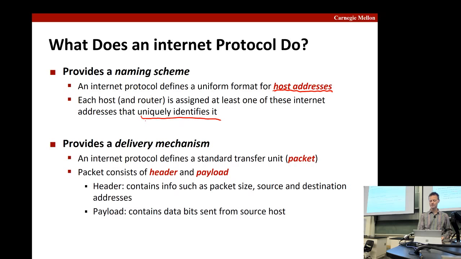Okay, so delivery mechanism, we talk about this notion of a packet. Okay, and a packet, as you may have heard, there's always a header part and a payload part. And the payload part is just the data, and the header part is the routing information. So it includes things like the packet size and the source and the destination. Okay, what's the host address of where this packet is coming from, and what's the host address of where it's headed.